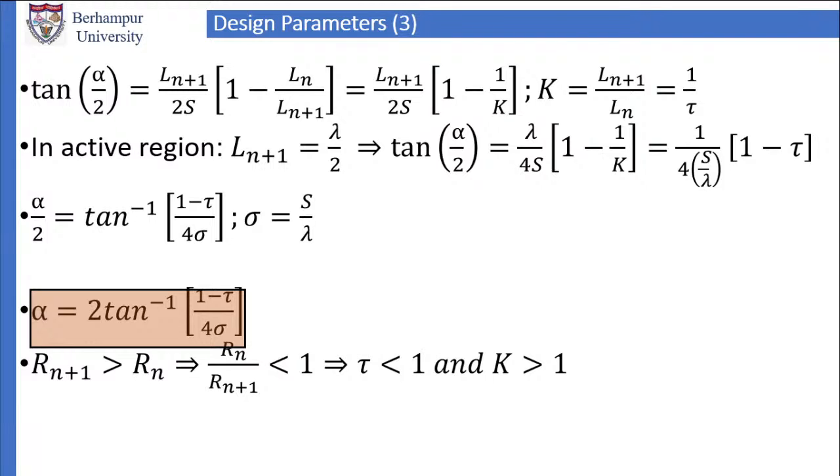Now we know rn plus 1 is greater than rn. That implies that rn by rn plus 1 is less than 1, which implies tau has to be less than 1 and k has to be greater than 1, because k is equal to 1 by tau.